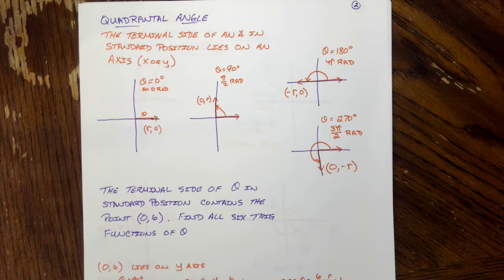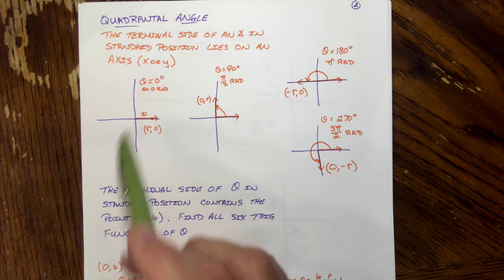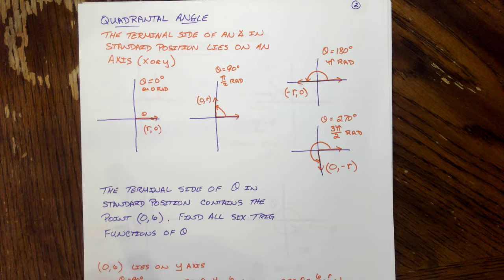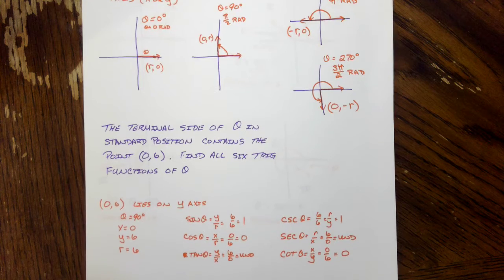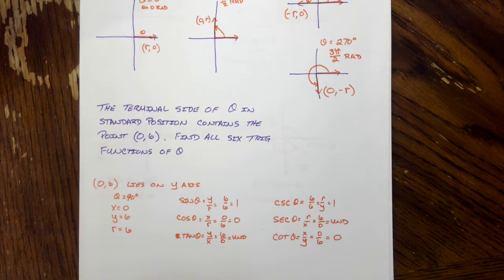So the orientation. So again, the orientation is going to be important that we pay attention to that. So let's look at an example here. So the terminal side of theta, it's in standard position, contains a point (0, 6). Find all 6 trig functions.